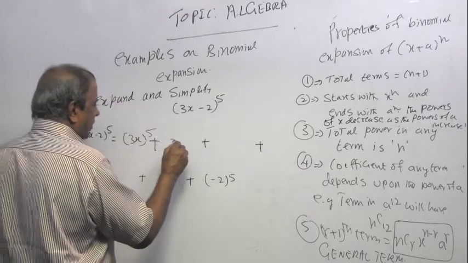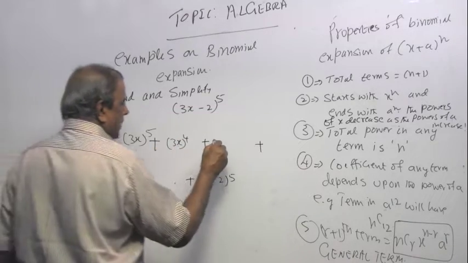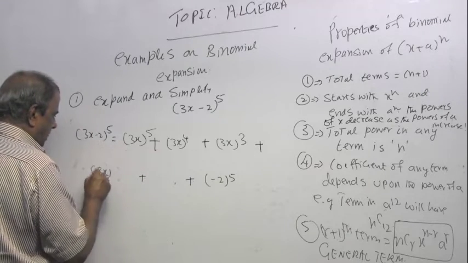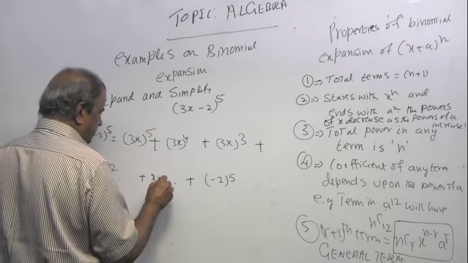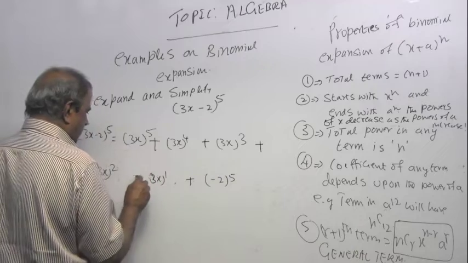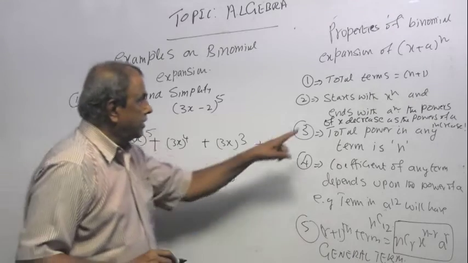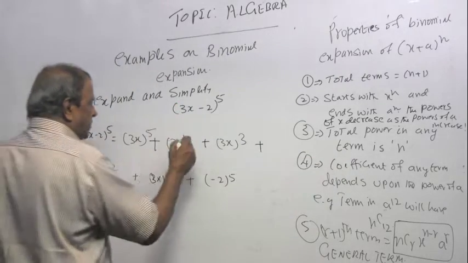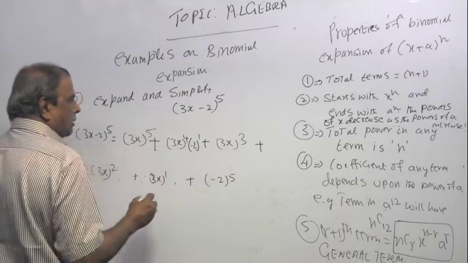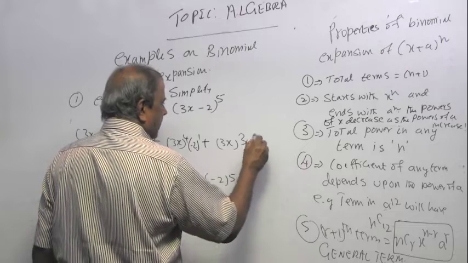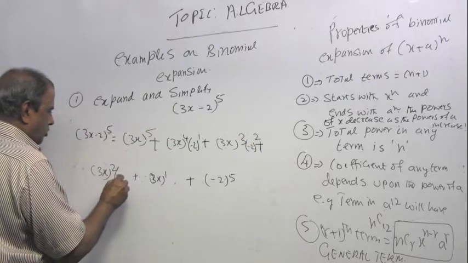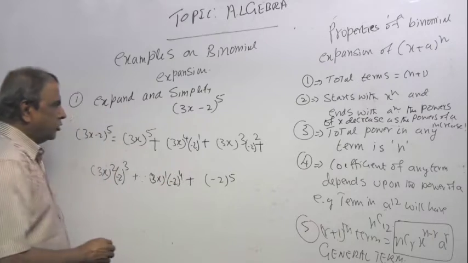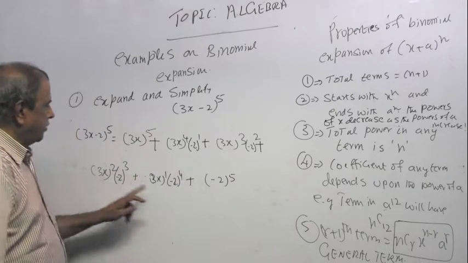So power 5 becomes power 4, then power 3, then power 2, then power 1. Then the total power in any term is n. So if it is power 4, I need (minus 2) to the power 1. Power 3, I need (minus 2) to the power 2. Power 2, I need (minus 2) to the power 3. Power 1, I need (minus 2) to the power 4. 1, 2, 3, 4, 5, 6 terms.